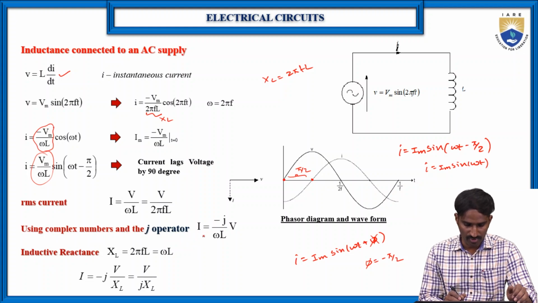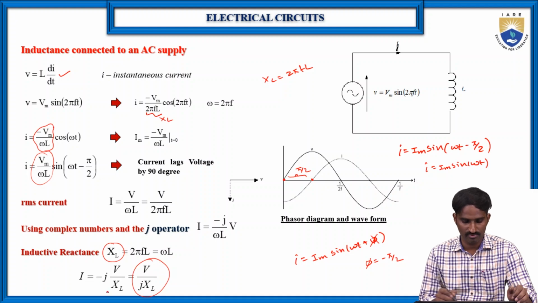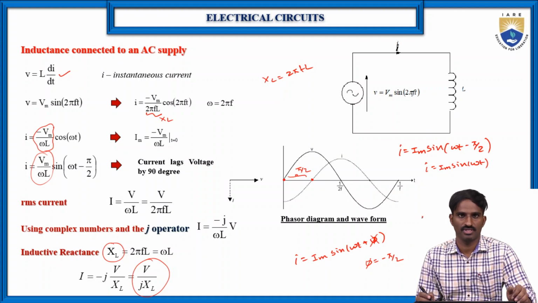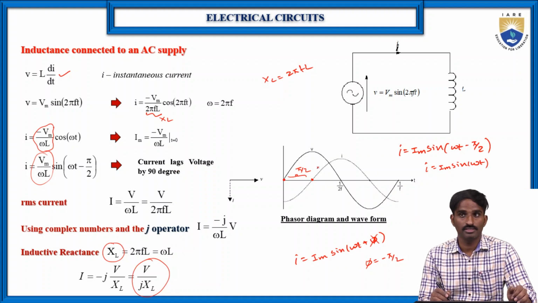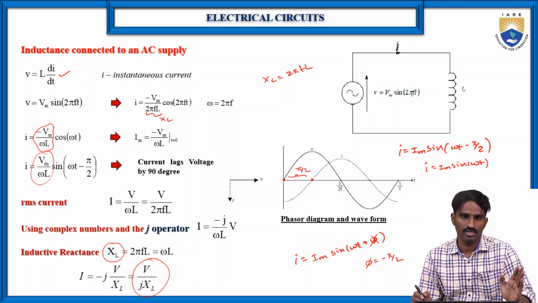If you include the j operator, then I is equal to minus j by omega L into V. As I mentioned, the inductive reactance XL is equal to 2πfL. So in other words, we can write I is equal to V by jXL. If you multiply the numerator and denominator by j, you will get minus j into V by XL. So this is the behavior of the current when an AC supply is connected across a pure inductor, right?